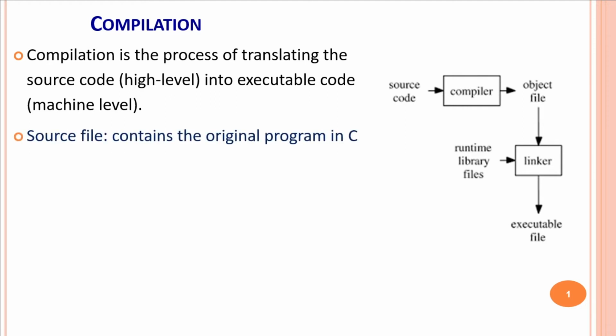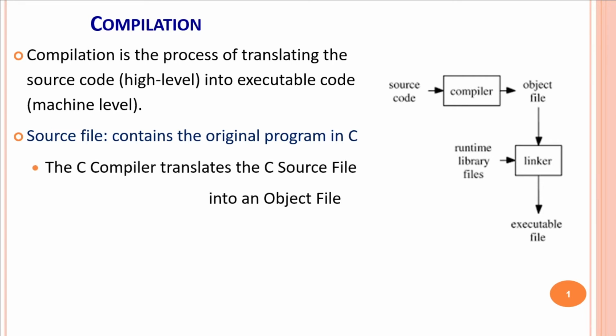The source file contains the original program in C. Whatever program you are going to write through a text editor will be saved as a .c file, and that is known as the source file, which contains the original program in C. The C compiler then translates the C source file into an object file.